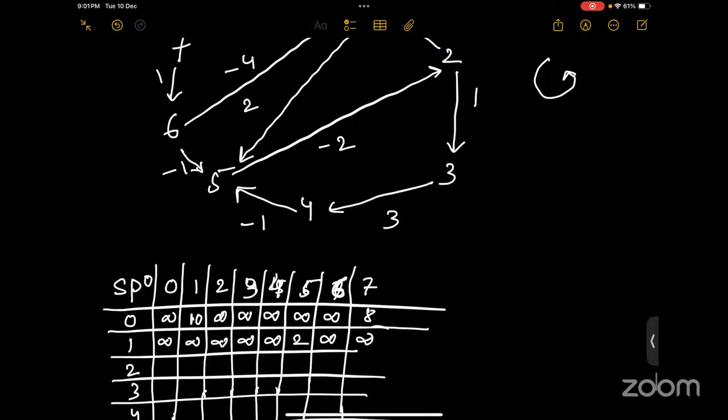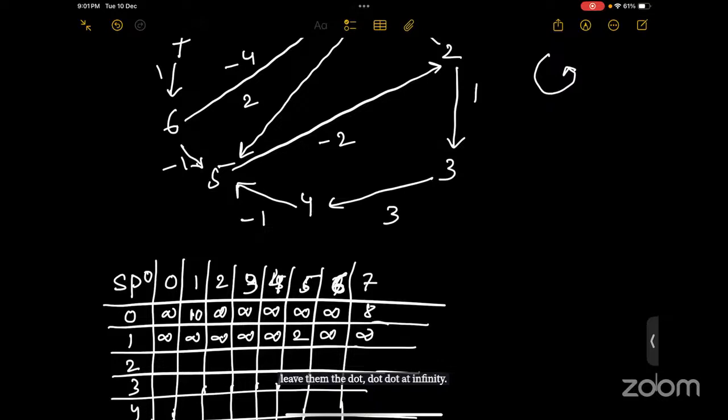Leave them the dot infinity. Yeah, we can write infinity also. No issue. Okay. What about the third column? 2, 2, 3, 1. Rest all dot. Infinity. 2, 3, 1 and rest are infinities.